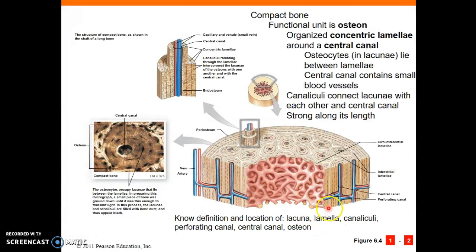One other term here is the perforating canal. So this is the medullary cavity. It is lined with spongy bone and then has endosteum, the inner membrane, and it has blood vessels running up and down through that medullary cavity. Well, the only way you're going to get blood from the medullary cavity to the osteon is through these perforating canals. So it goes horizontally through the bone and then up through each central canal.